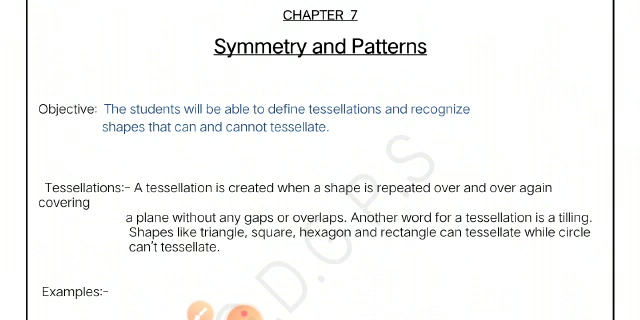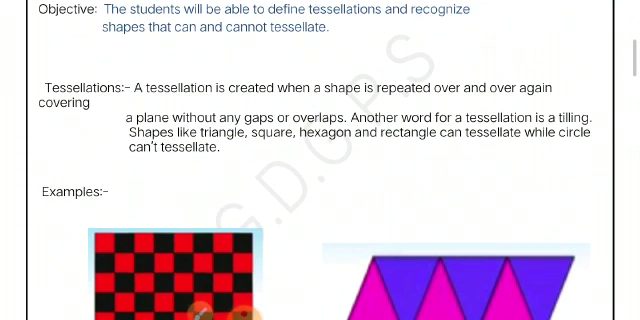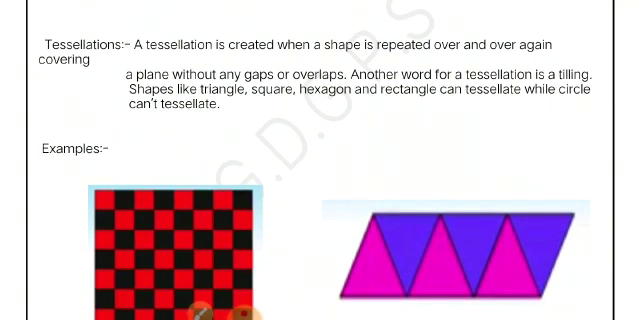The shapes that are repeated to create tessellations can be a triangle, a square, a hexagon, or a rectangle. Such shapes, when arranged in a particular pattern, do not leave any gap in between and do not overlap. There are certain shapes which do tessellate, but there are certain shapes which do not tessellate, like the circle. If we place circles back to back, they still leave a gap in between them. So only certain shapes can tessellate.